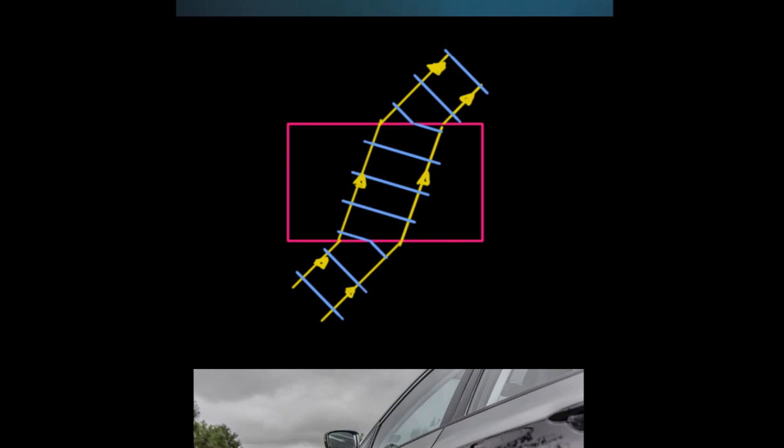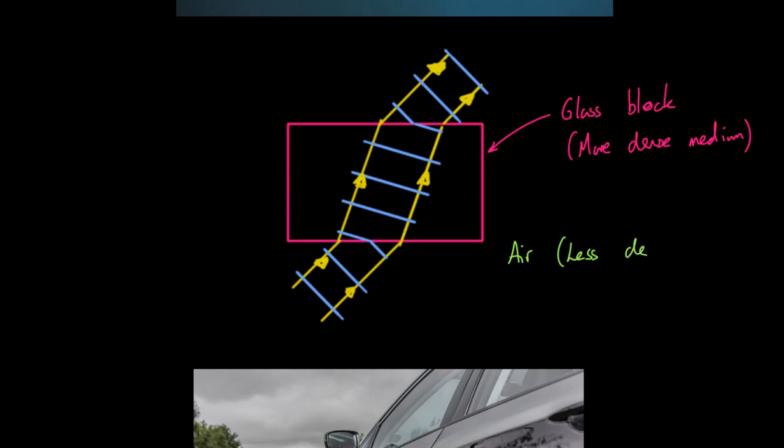If I just go back to my wiggly snake diagram here, this red box represents the glass block. Surrounding the glass block, you have air. Now, the reason I'm bringing this up is because the glass block is a more dense medium than air. Air is a less dense medium. Now, how do I know that? Well, I can wave my hand around in the air, but I can't wave my hand through a glass block. That's a very quick test for you there.